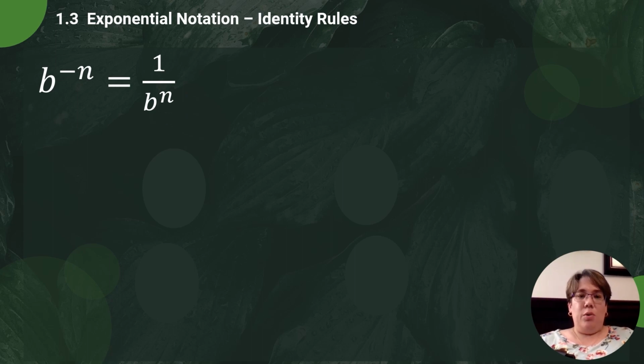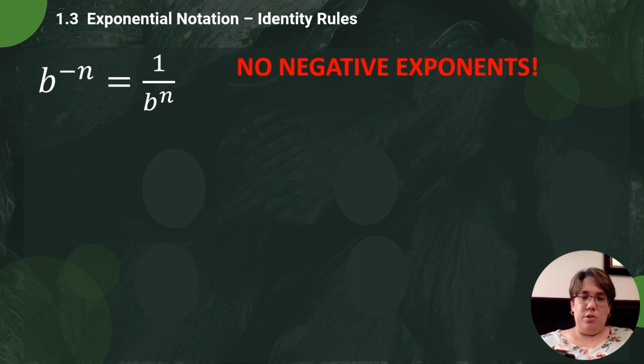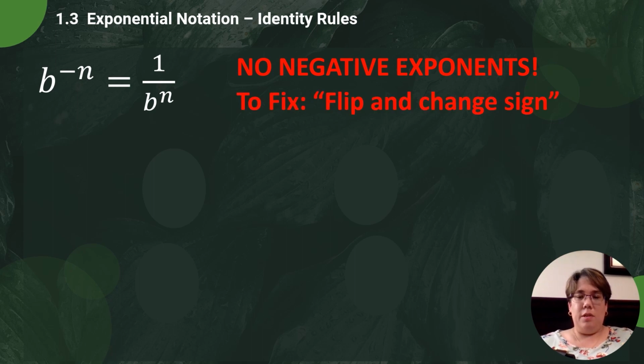That's sometimes hard for students to remember. So what I like to say is that you strive to have no negative exponents, and to fix it, rather than saying take the reciprocal, I usually just say to fix it, flip it and change the sign. That's my South Alabama terminology. It tends to stick a little bit better. Flip it and change the sign, not necessarily formal mathematics, but that tends to work.